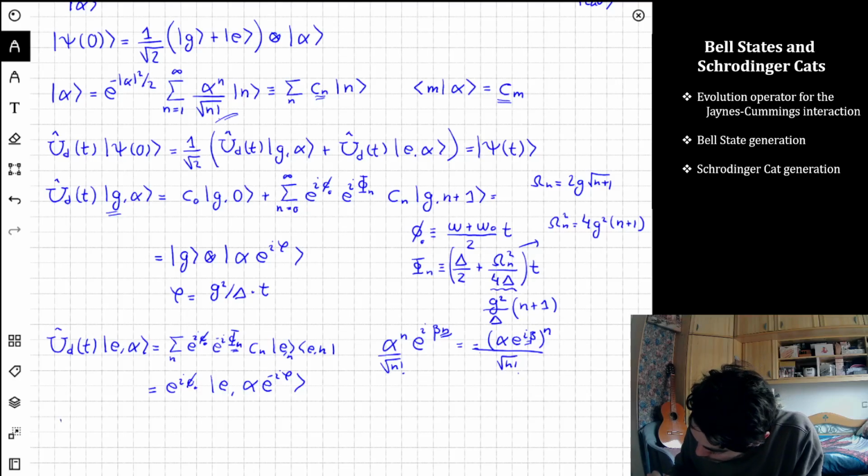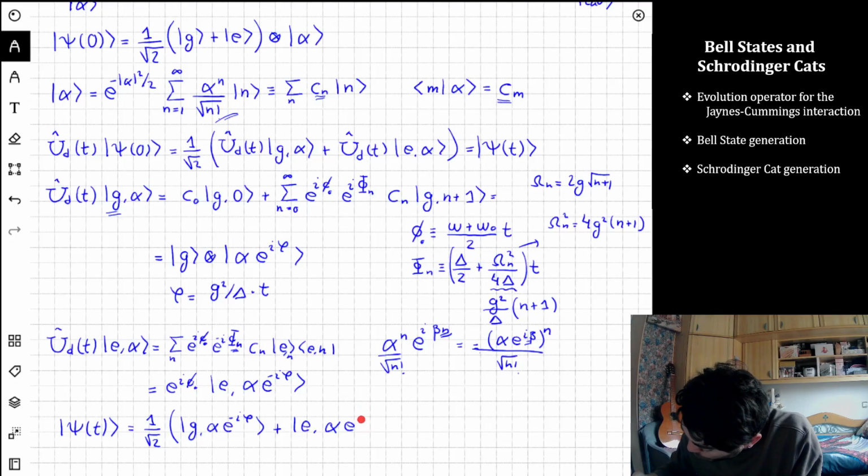We found that the state psi at time t is equal to 1 over square root 2, and now we have the ground state alpha e to the minus I phi plus the excited state alpha e to the, sorry, here it doesn't actually matter, but let's write it as we were writing it here. Here is positive and there is negative.